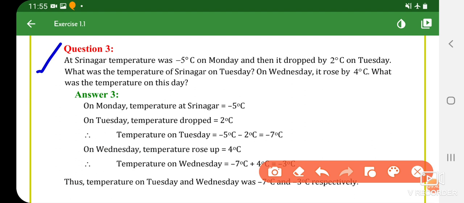Srinagar's temperature was -5 degrees centigrade on Monday, and then it dropped by 2 degrees centigrade on Tuesday. Drop, that means the temperature decreased. What was the temperature in Srinagar on Tuesday? On Wednesday, it rose by 4 degrees centigrade. Rose, that means the temperature increased by 4 degrees. What was the temperature on this day?